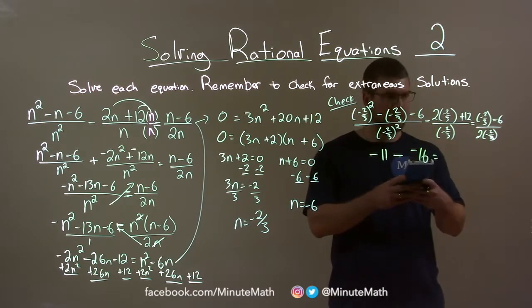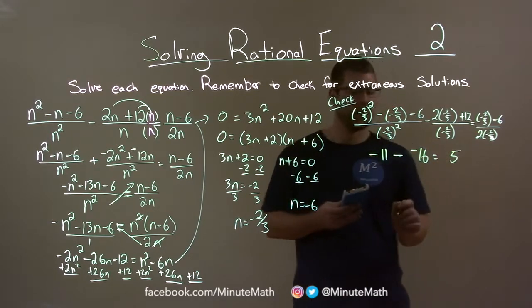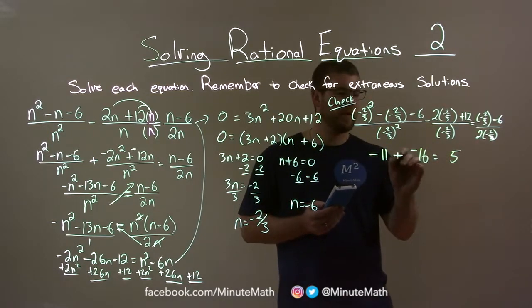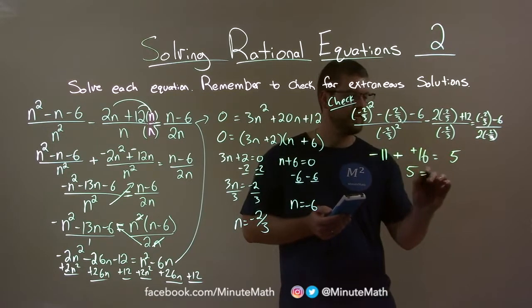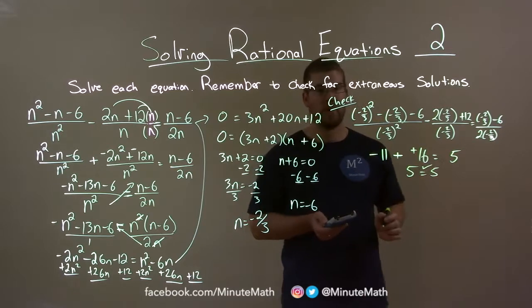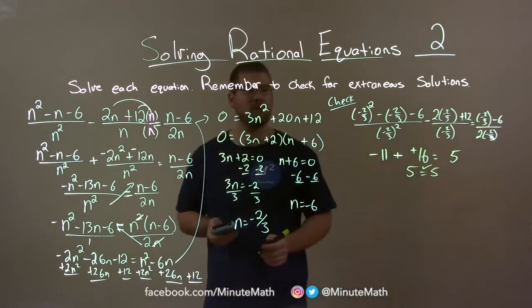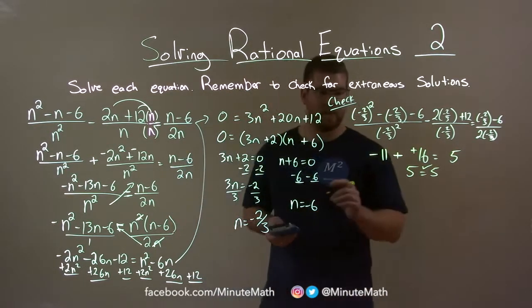Negative 2 thirds minus 6 divided by 2 times negative 2 thirds, and we should have a positive 5 here. Minus a negative is the same thing as adding a positive, and negative 11 plus 16 is 5. So 5 equals 5. Left and right hand side are equal, so negative 2 thirds is a solution. Let's check the negative 6 now.